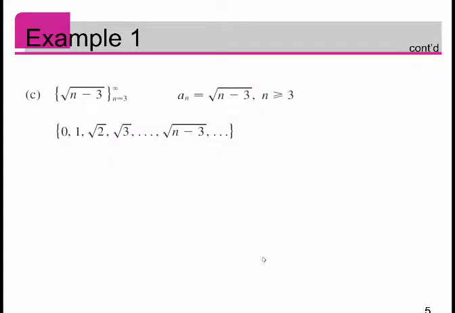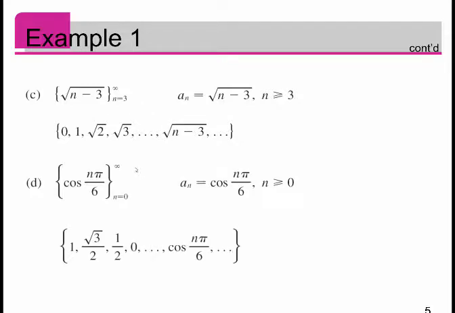Another one I have is the square root of n minus 3, and here it starts at n equal to 3. Obviously, you couldn't start at 1 because if you plugged 1 in for n, it would be 1 minus 3, and you'd get a negative number under the square root. Not good. So the a sub n is the square root of n minus 3, and n has to be greater than or equal to 3. Here are the first 4 terms. If I plug 3 in, I get the square root of 0, and so on. And then the nth term.